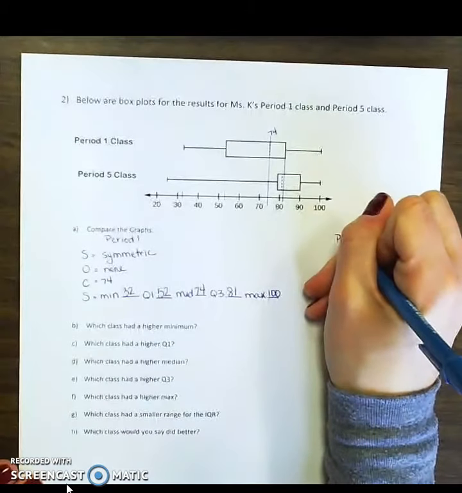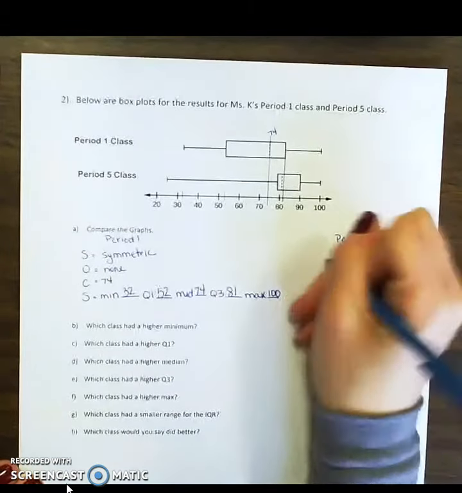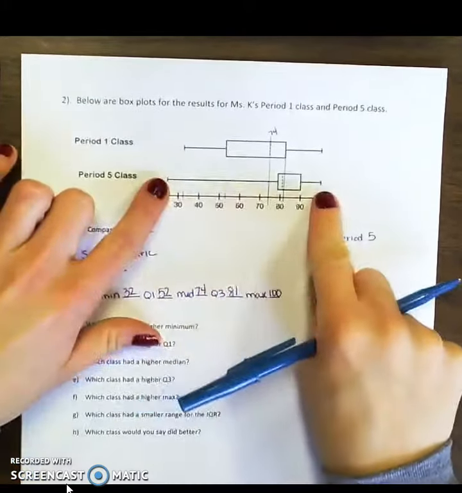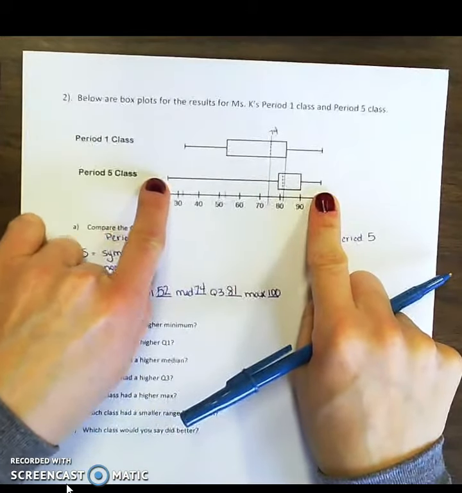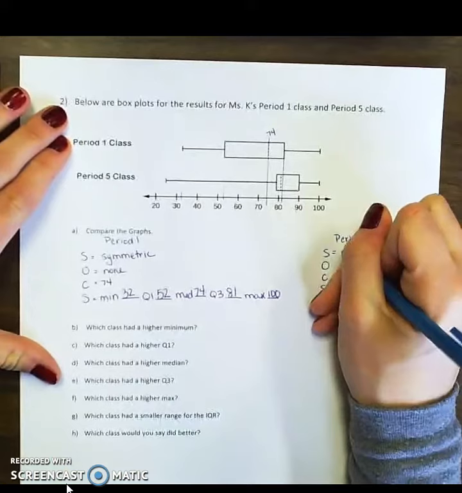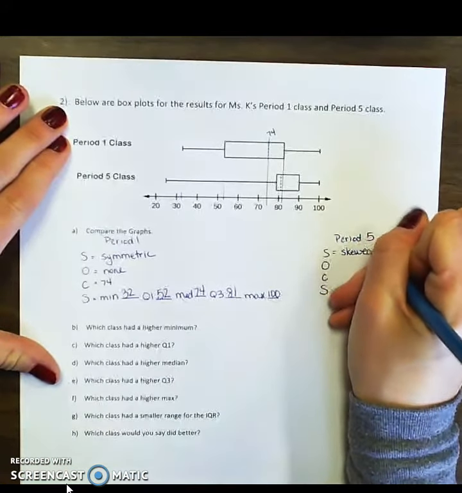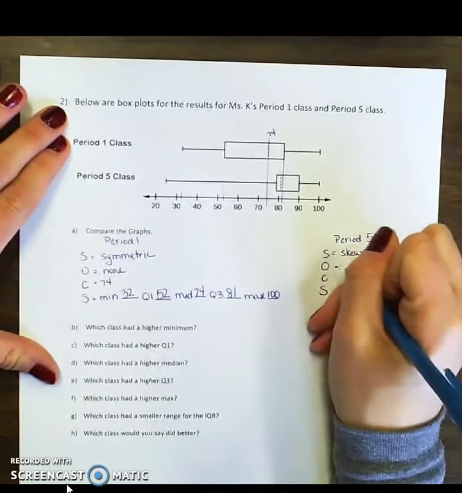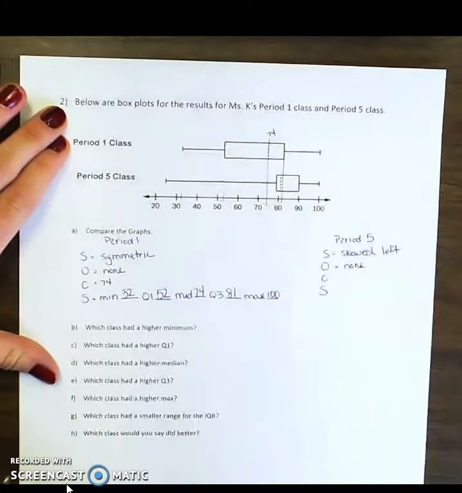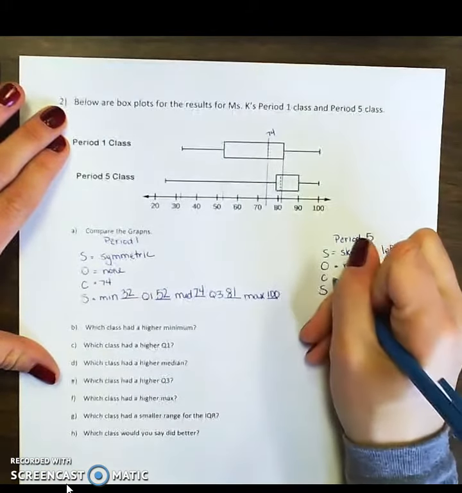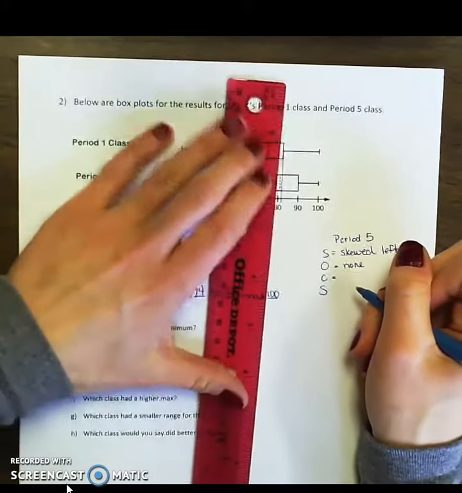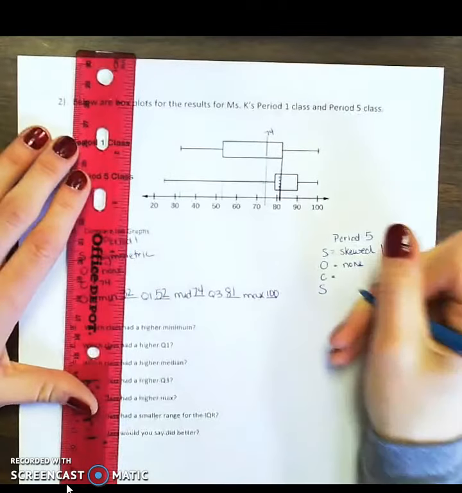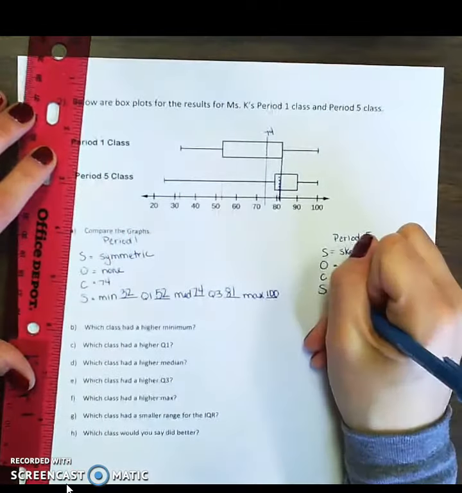Okay, now let's take a look at period 5. Again, we're going to go through our SOCS method. If I take a look at my period 5, I see there's a long tail on the left. Remember, if there's a big tail, that's going to be skewed, and it's skewed in the direction of the tail. The tail's on the left, so it's skewed left. Outliers, there are none. There are no dots or stars to designate outliers. Next is the center. For this data, it's right about there, which is approximately 81.